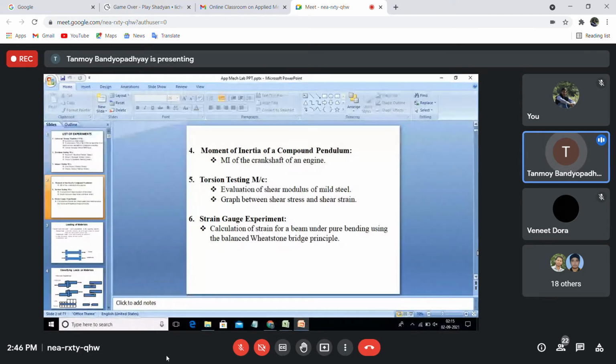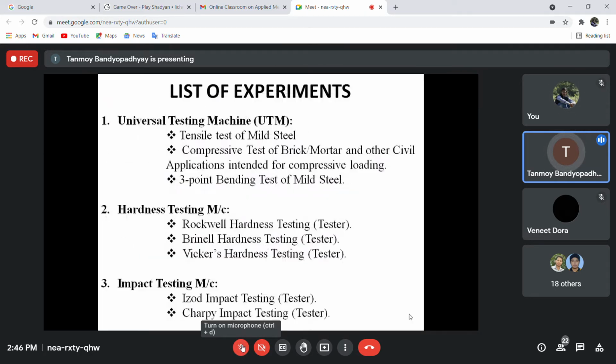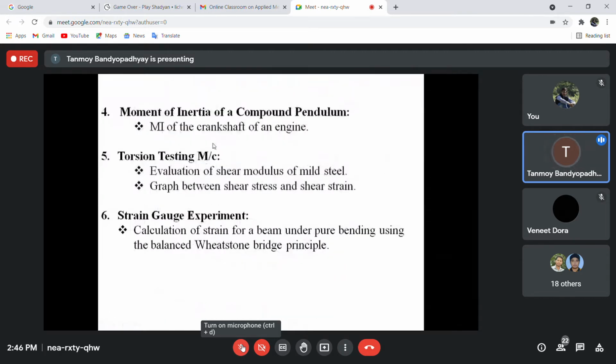The fifth one is the torsion testing. In torsion testing, generally we measure the shear modulus. You have studied Young's modulus and the shear modulus. Have you studied these things? If you want to find out the Young's modulus of, say, mild steel, you have to go to the universal testing machine and conduct a tensile test. And if you want to find out the shear modulus of the mild steel specimen, you have to go for the torsion testing of the mild steel specimen.